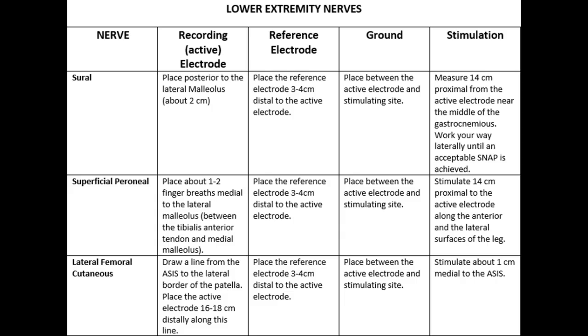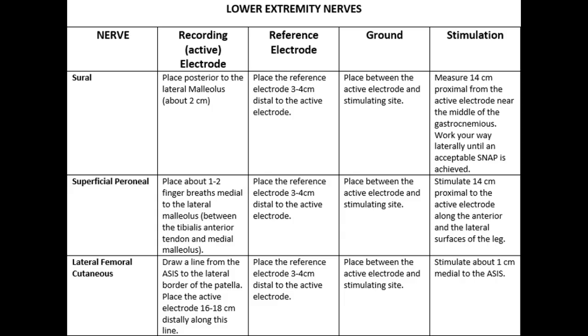And remember, this is what we call antidromic conduction. Orthodromic is when you're doing the measurement conducting towards the soma, or the cell body. For the superficial peroneal, you're going to place a recording electrode 1 to 2 finger breadths medial to the lateral malleolus, between the tibialis anterior tendon and the medial malleolus. And the stimulation is done 14 centimeters proximal to the active electrode along the anterior and lateral surfaces of the leg. The lateral femoral cutaneous nerve we can do next time, but that is an easy one that we do in meralgia paresthetica.